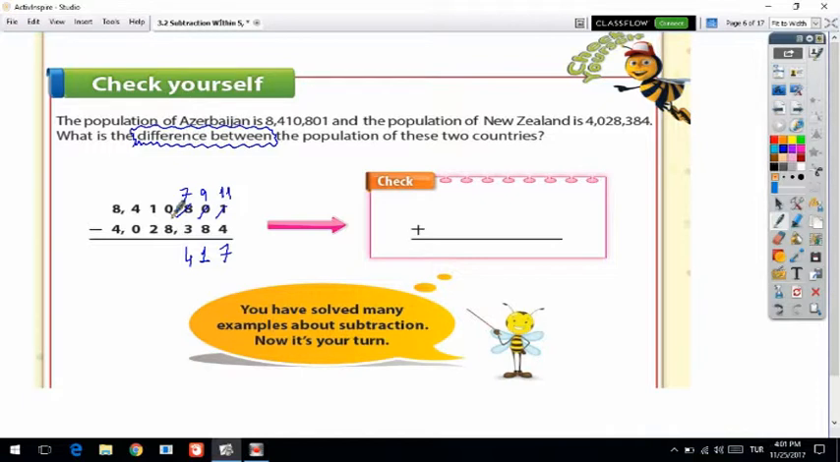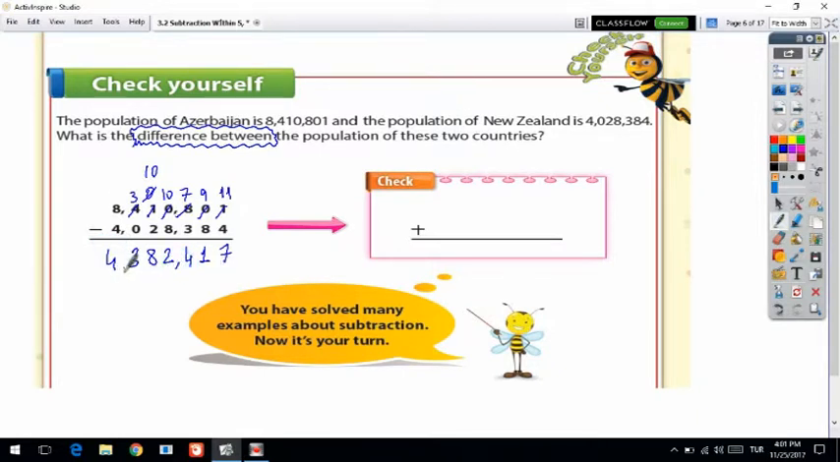Then 0 minus, no, there is no number there, so we go to the next. 1 could be 0, then 0 will be 10. 10 minus 8 is equal to 2. 0 minus 2, no, so we go to the next. 4 will be 3, then 0 we can clean, so we just write 10. 10 minus 2 is equal to 8. 3 minus 0 is equal to 3, then 8 minus 4 is equal to 4.